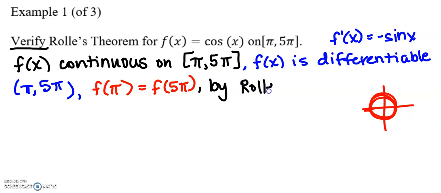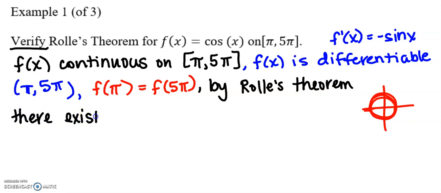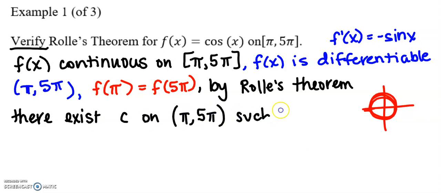by Rolle's theorem, there exists C on the interval from pi to 5 pi such that f prime of C is equal to 0.